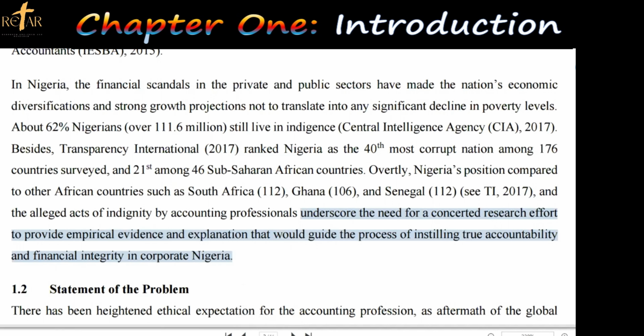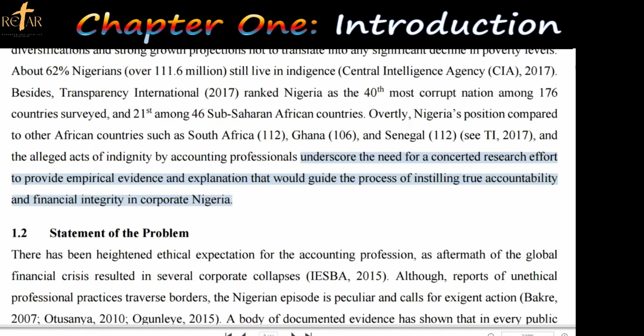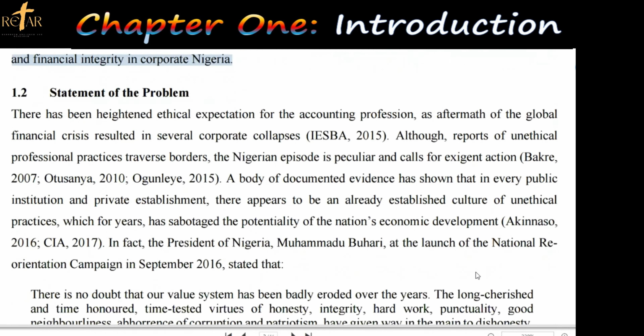You should be able to end it like that so that anybody that reads it has a good grip of what you want to do. You have provided sufficient information leading to the problem that you want to investigate. Now, the second aspect of the research problem, which is the statement of the problem, generally has 4 sections. And the 4 sections are very simple.